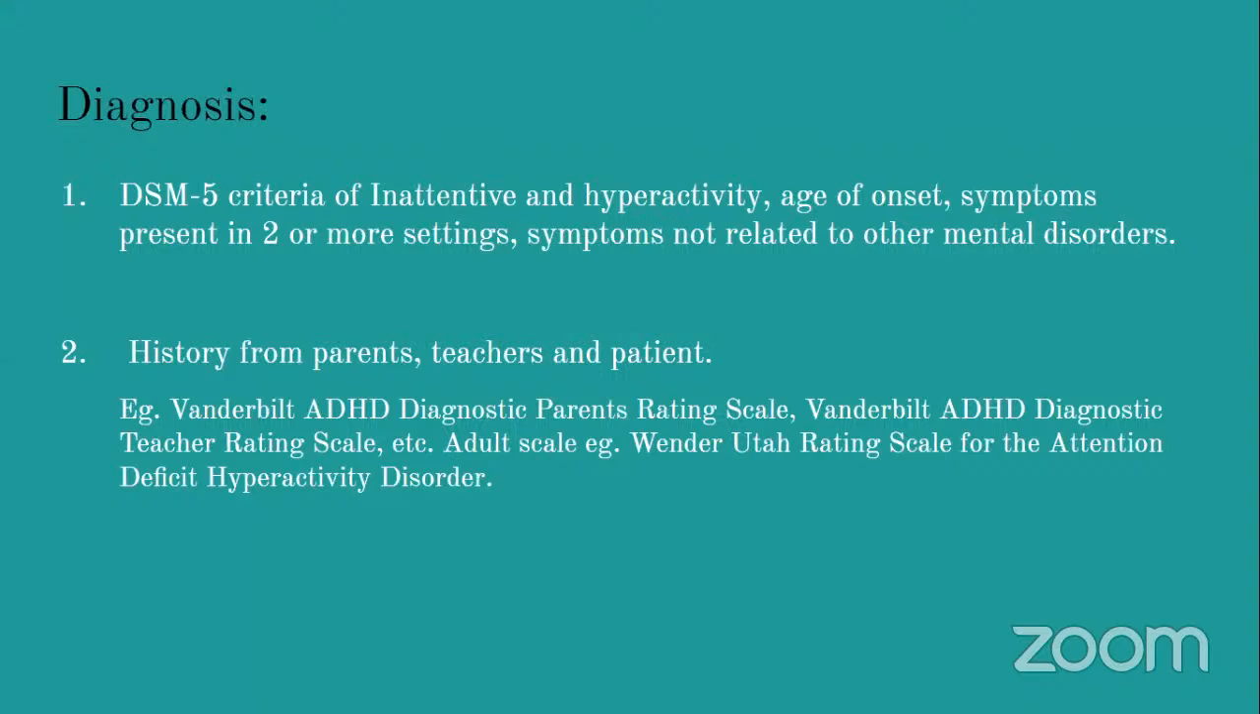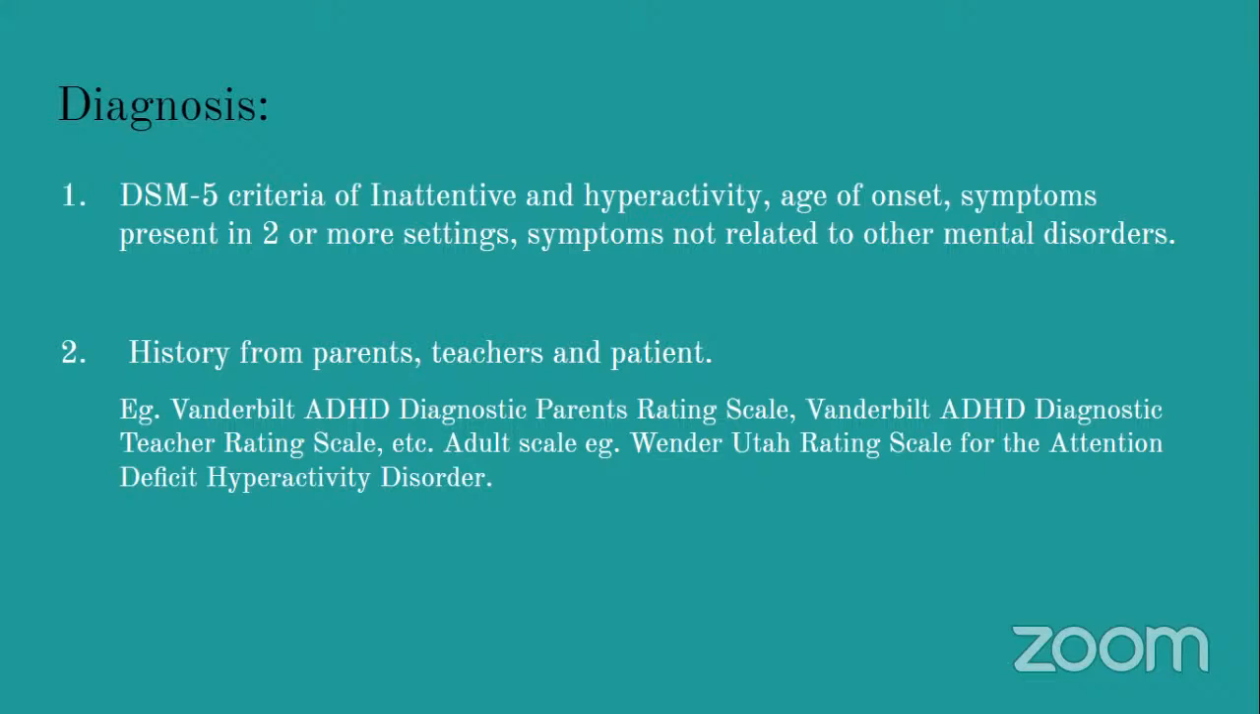How do we diagnose it? We use the two-system method. We use the DSM-5 criteria of inattentive and hyperactivity, the age of onset, and symptoms that present in two or more different settings. The other part of diagnosis is the history. It has to be taken from the parents, the teachers, and the patient themselves.